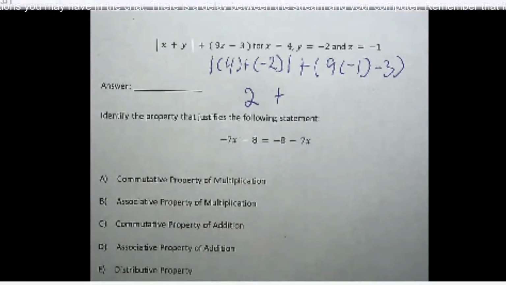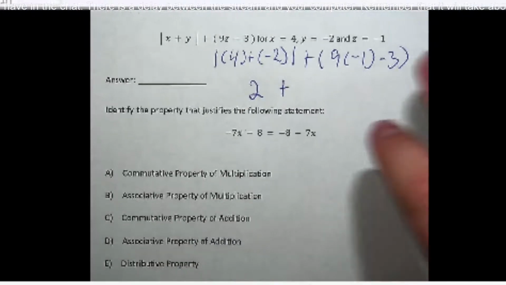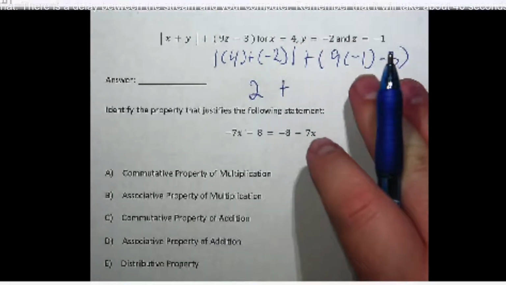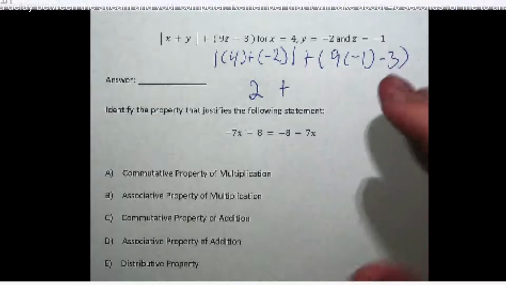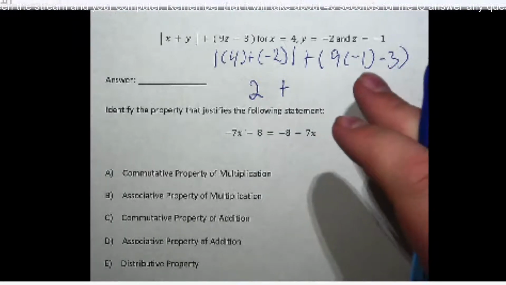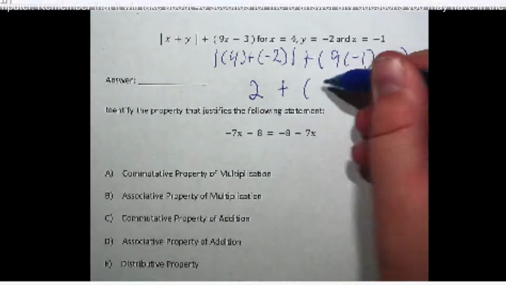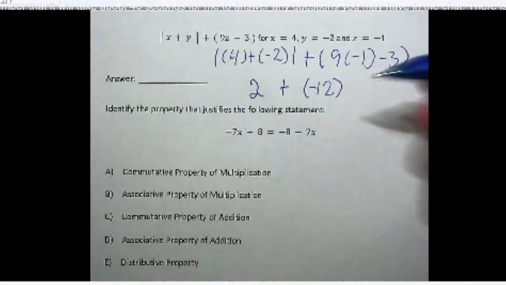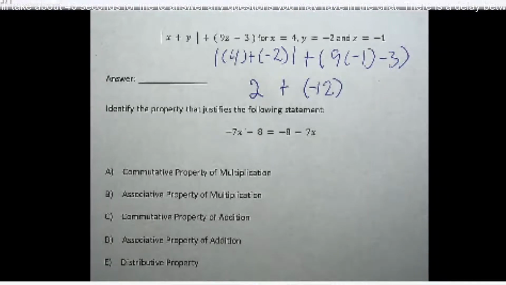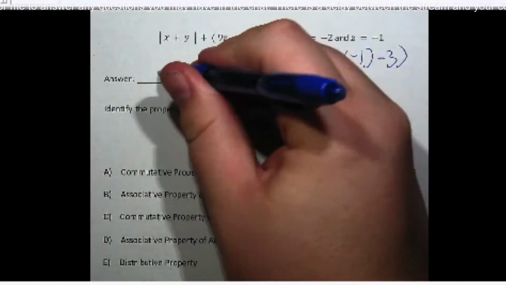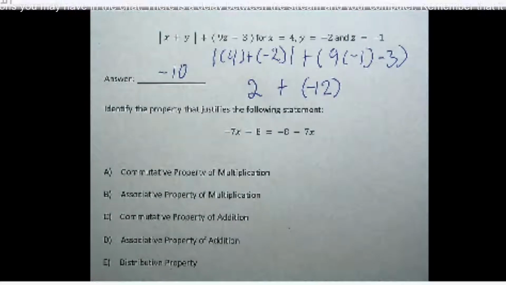Plus, let's see, 9 times negative 1 is 9. Or I'm sorry, negative 9. The negative 9 minus another 3 is negative 12. So 2 plus negative 12, or 2 minus 12, is negative 10. Any questions? Nope.